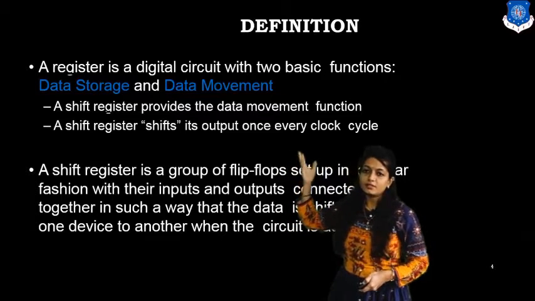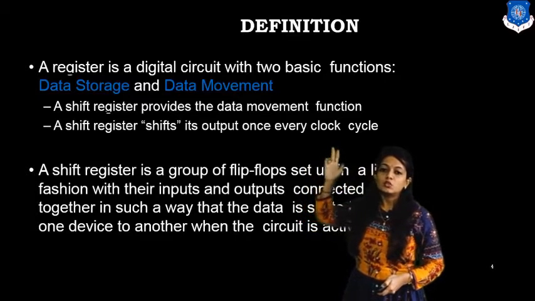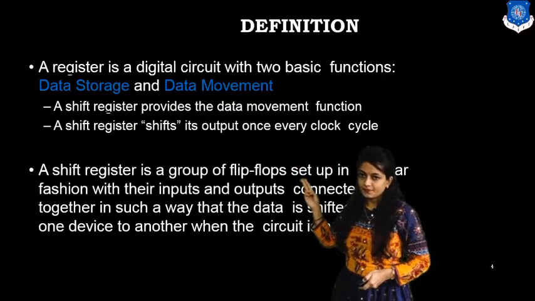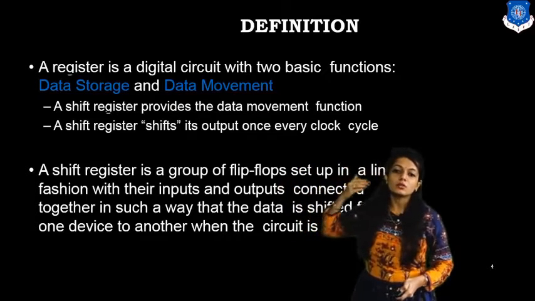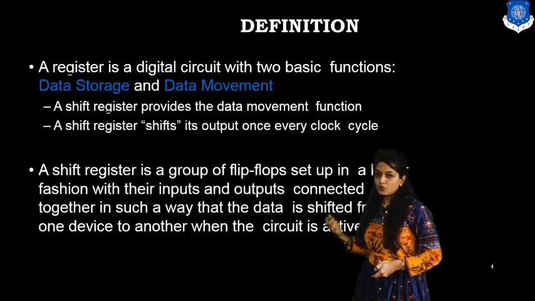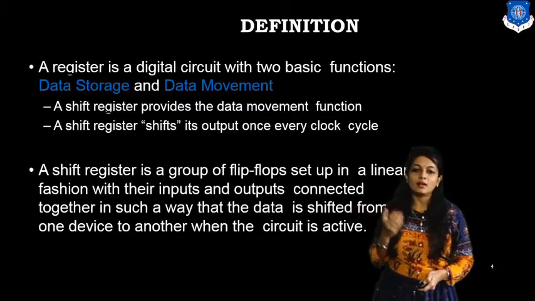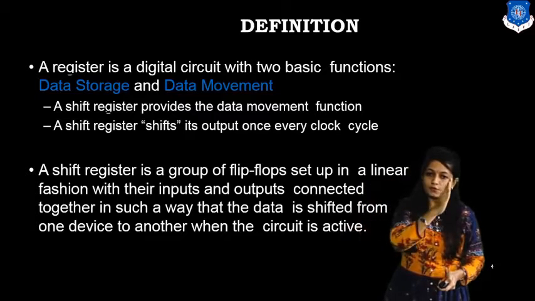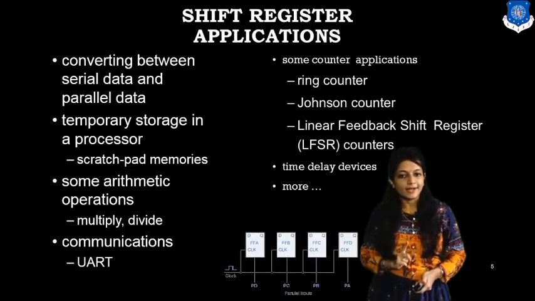First of all, the definition of shift register, as we have discussed, is that it is used for data storage and the movement of data. So it is a digital circuit with two basic functions. The first task is data movement, and the second task is that the shift register shifts its output once every clock cycle. It is a group of flip-flops set up in a linear fashion with their inputs and outputs connected together in such a way that data is shifted from one device to another device. One circuit is active only.